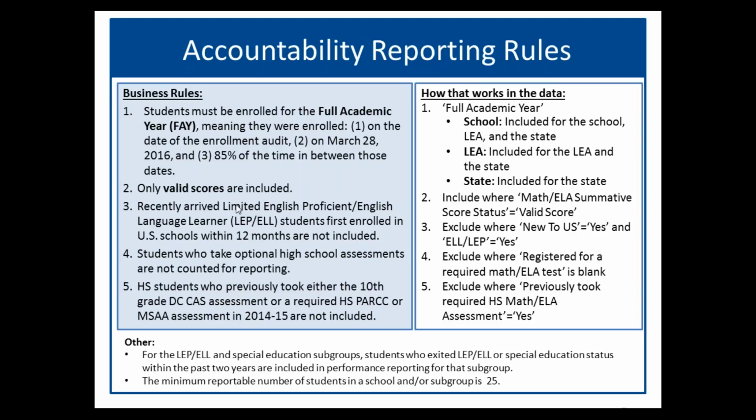Number 3, recently arrived limited English proficient or ELL students who enrolled in U.S. schools for the first time within the past 12 months are not included in accountability reporting. In the data to identify who those students are, those are the students where new to U.S. equals yes and ELL, LEP equals yes. Those students are excluded from accountability reporting.